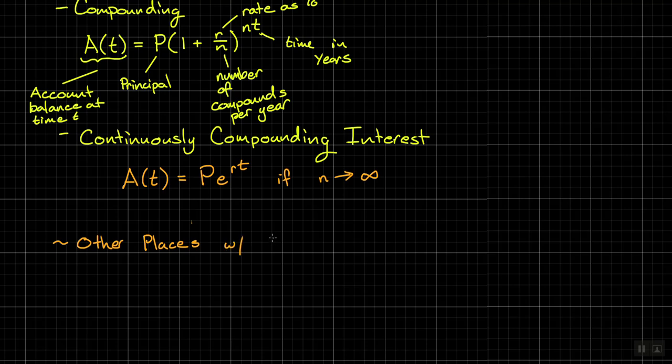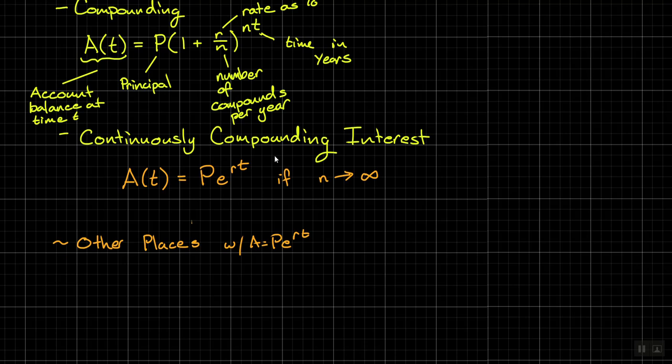Other places with PERT. And I'm going to say A equals PE to the RT, because it's going to change a little bit. Okay, if you see P here, that is principal. This is what's telling me that, oh yeah, we're looking at money. There's a principal amount.